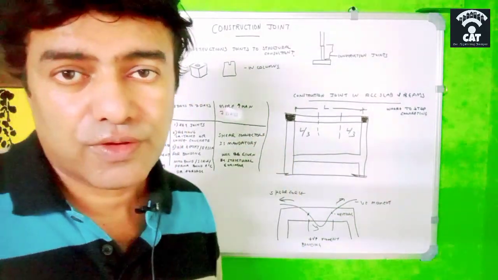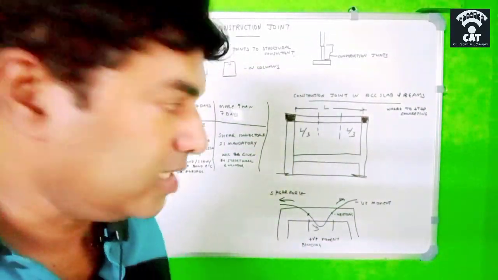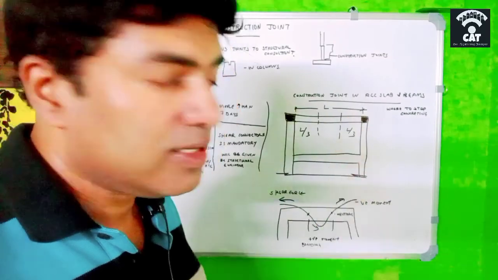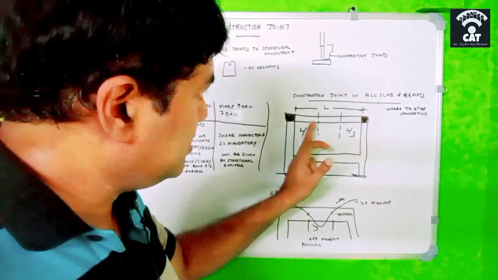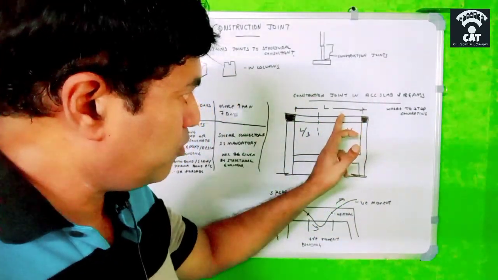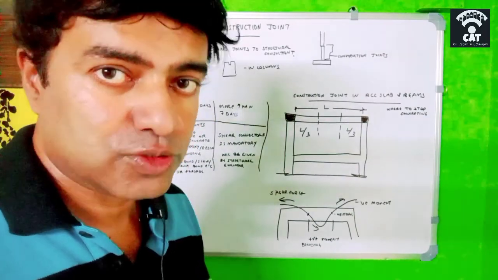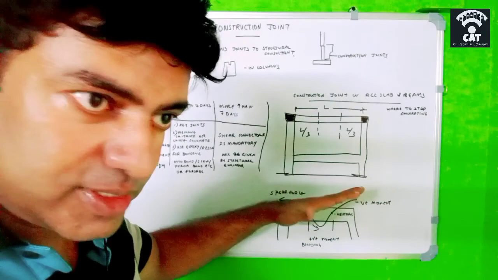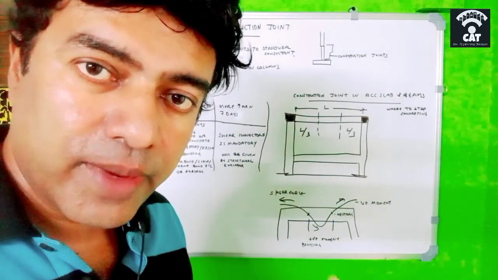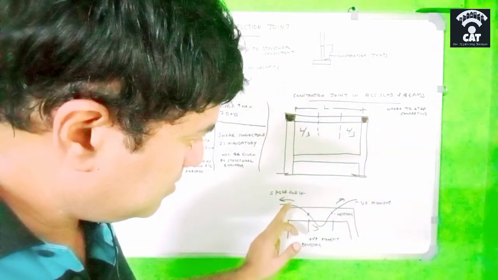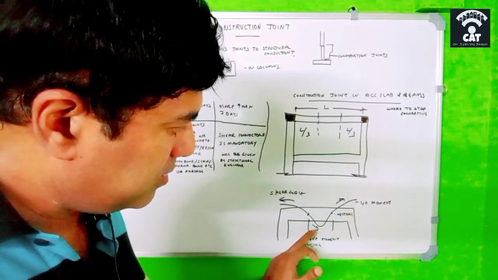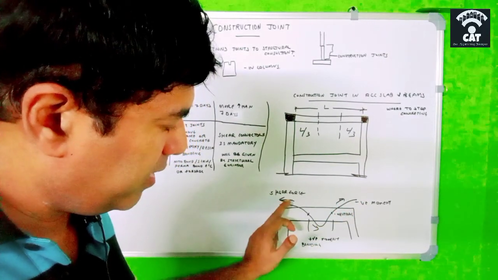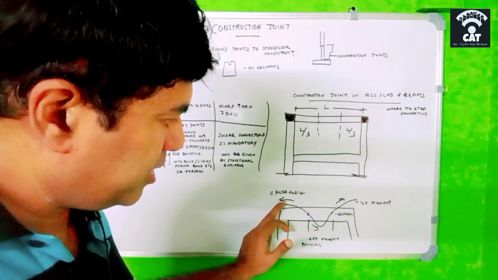And why do we have to give construction joints only at L by 3? That is the total length. If it is L from here to here, divided by 3, we will get this much area here and this much area there. Why is it so? Because when the live load and the dead load come on the slab, we know how the bending moment is acting. Like this. This is the curve for the bending moment, and this is the sagging area, this is the hogging area, this is positive moment, and this is negative moment.